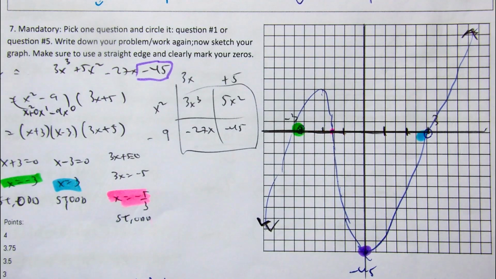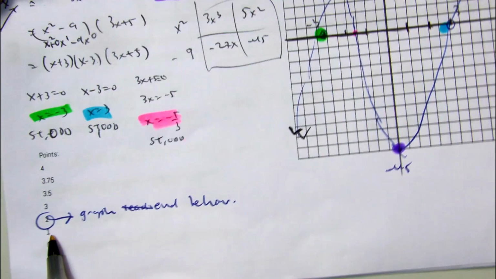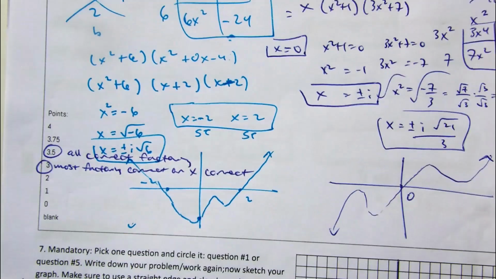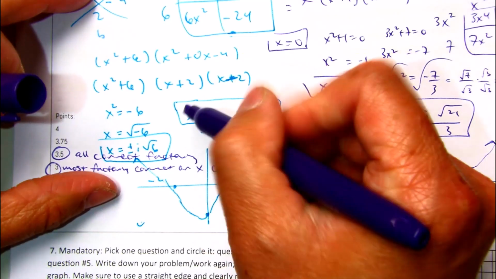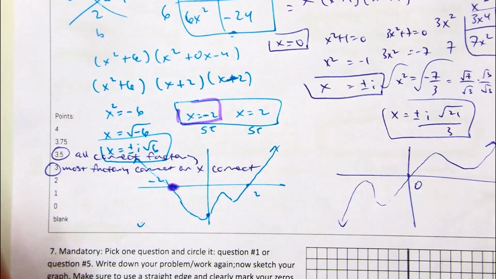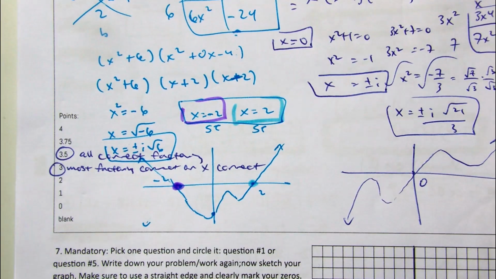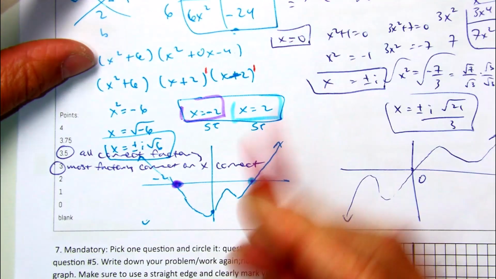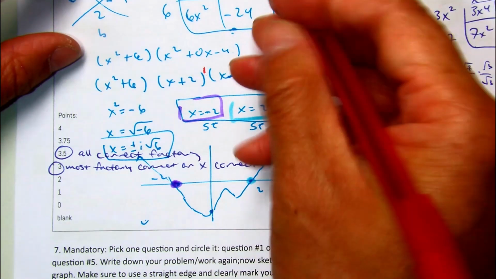Now if you chose to graph number 5, I gave you 2 points if you knew based on the degree of the polynomial where the arrows were. So if we got the arrows in the correct position, then I gave you some points. If you chose to graph number 5, you have negative 2 and you have x equals 2. And their multiplicity is up here. This is an odd multiplicity. It tells you to shoot through.